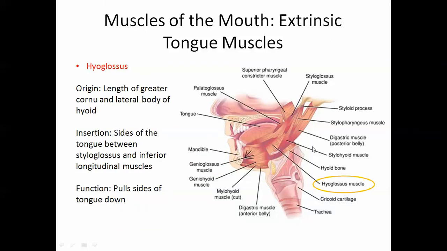All right, then we have the hyoglossus. Think of hyo as alluding to the hyoid bone. Its origin is on the hyoid bone. So here's your hyoglossus muscle. It's a thin sheet of muscle that connects to the lateral body of the hyoid and the greater cornua. Remember how the greater cornua wraps around this way?